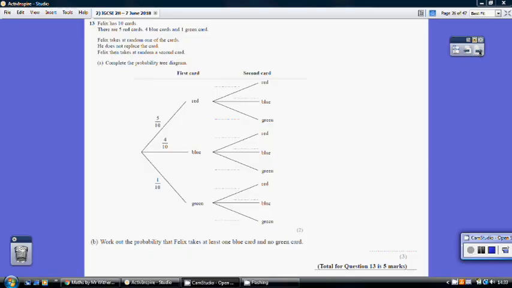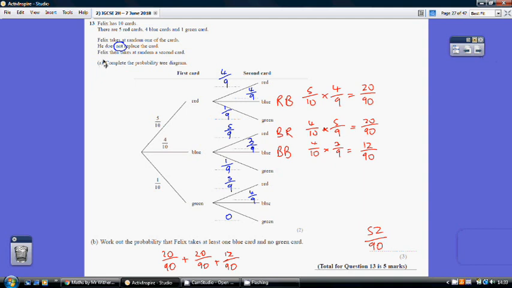Question 13. So the key bit to take on board here is that Felix does not replace the cards. So as we take a second card, we're going to be choosing from 9 cards, not 10. So as we take our second card, if a red has already been chosen, the probability of a red with our second pick is going to be 4 out of 9, because obviously one of the red cards is gone. The chances of a blue is still 4 out of 9, and of a green is 1 out of 9.